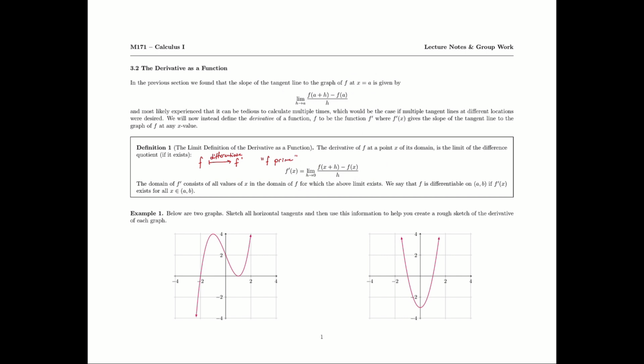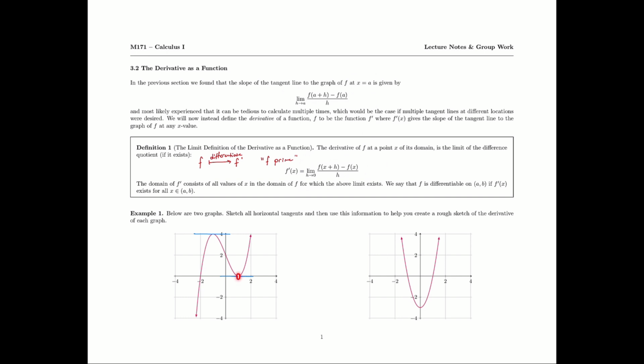So, example 1. Below are two graphs. Sketch all horizontal tangents and then use this information to help you create a rough sketch of the derivative of each graph. So let's remember what a derivative is. From this definition up here, we see the derivative of f is really just the slope of the tangent line at that point. So for instance, the horizontal tangent lines appear to be here. There's a horizontal tangent, and here's a horizontal tangent.